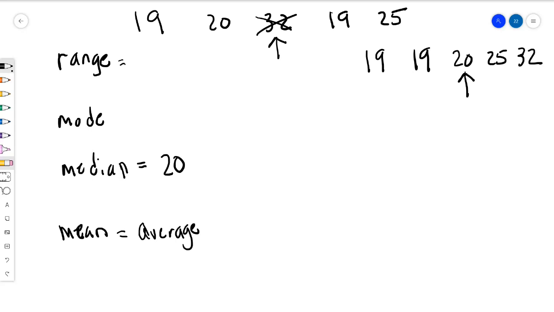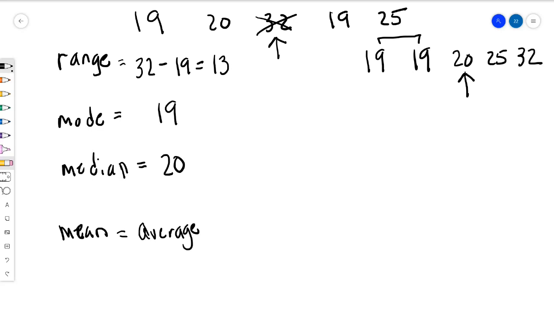Range is very simple. That's just the largest number minus the smallest number in your list. So our range of numbers goes from 19 to 32, that's 13. Mode is just the number that's repeated the most. That's 19. See how easy these are. And then the mean is the average. I'm not going to work that for you. That's just add up all 5 numbers and divide by 5. That's how we calculate an average. I think most of you know that by now.